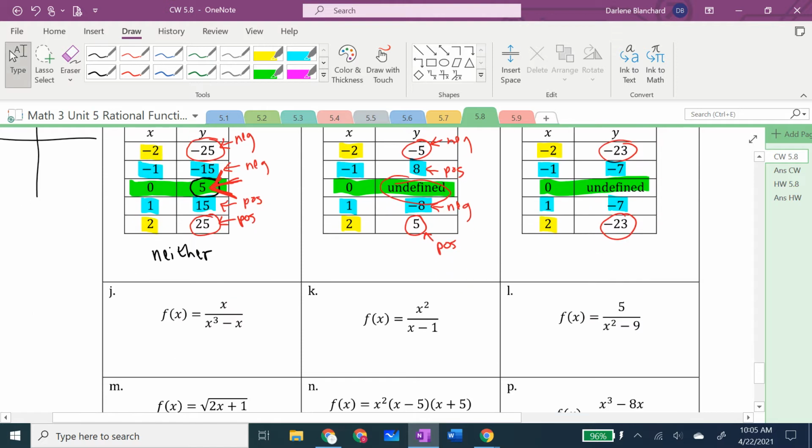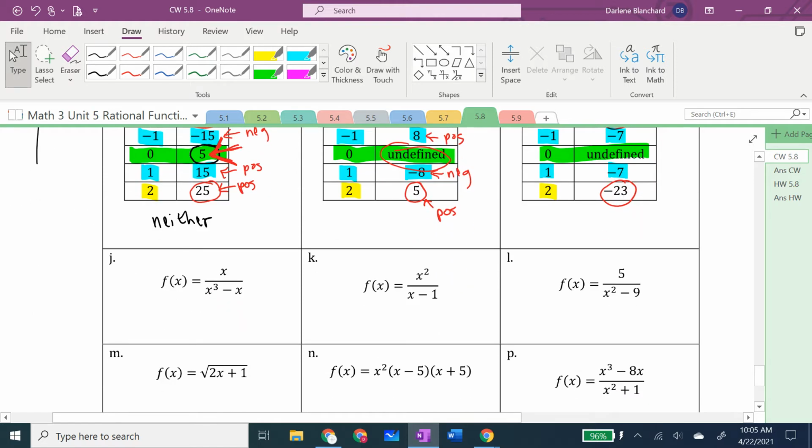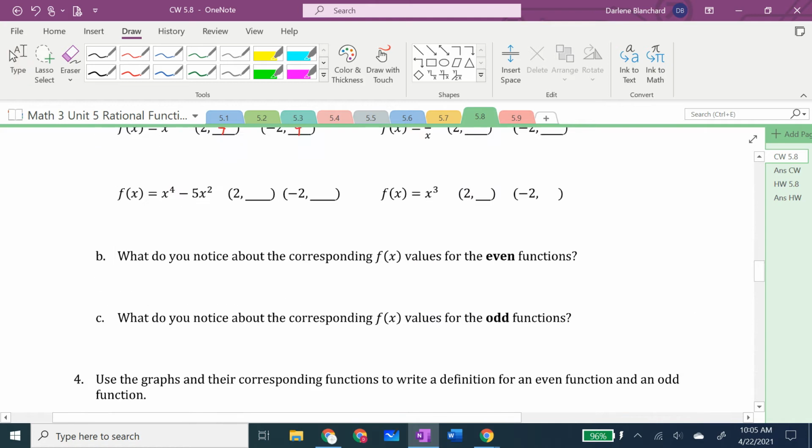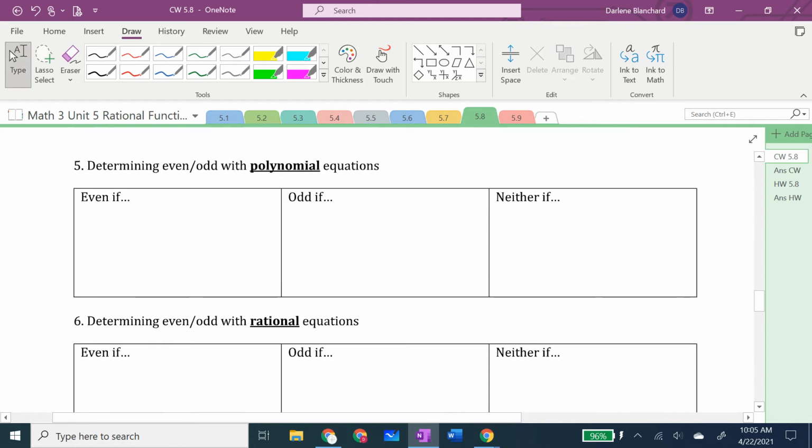All right, now, before I hit the next 3 problems, I want to finally go back to something that I told you we'd go back to. So we looked at number 5 with determining even or odd with polynomial equations.